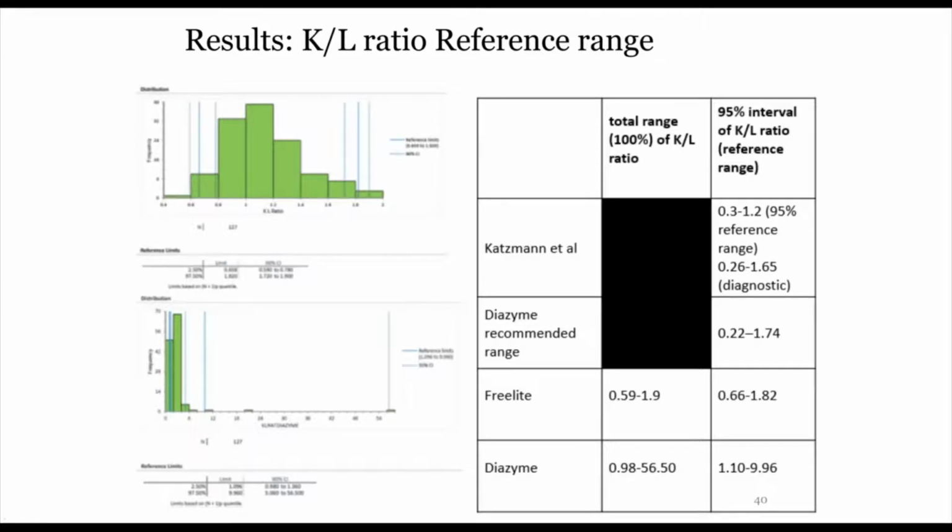Another interesting thing to note is that the range of kappa lambda ratios for all 127 donors was 0.59 to 1.9 for the free light ratio, while the range using the Diazyme assay gave a very wide range of 0.98 to 56.50. These high ratios will be considered highly abnormal and diagnostic of the presence of a monoclonal gammopathy if obtained using the binding site free light assay.